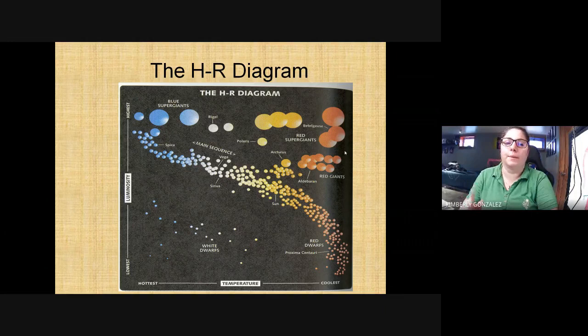Okay. If I were you, I would take a picture of this and put it in your notes just so that you have it so you can visually see it. You can also have blue dwarfs, which are extremely hot but extremely small, and red dwarfs down here, which again are very cold, but they're also very small.